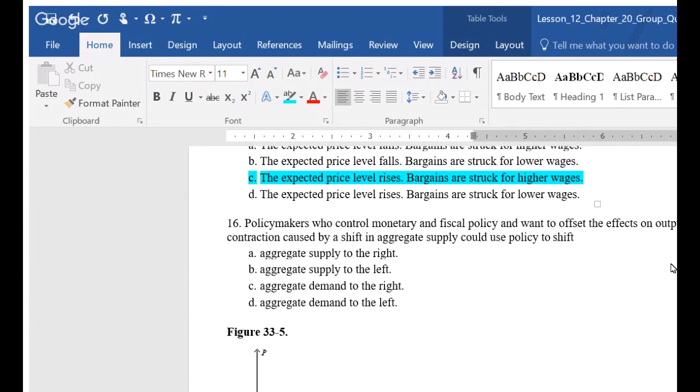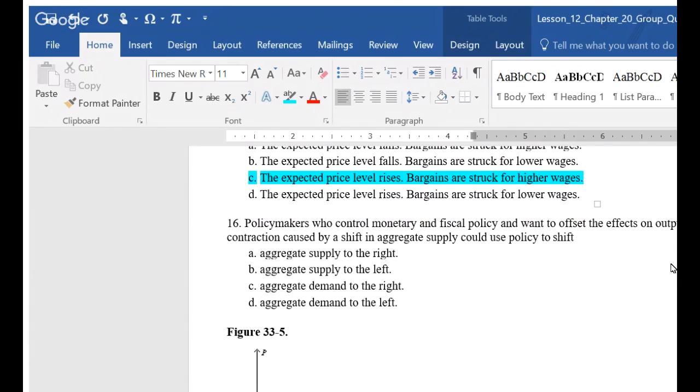I think that's right. I think C or D, just because if supply is moving, then they're going to want to try to move D to get it back to an equilibrium, or back to where it was.